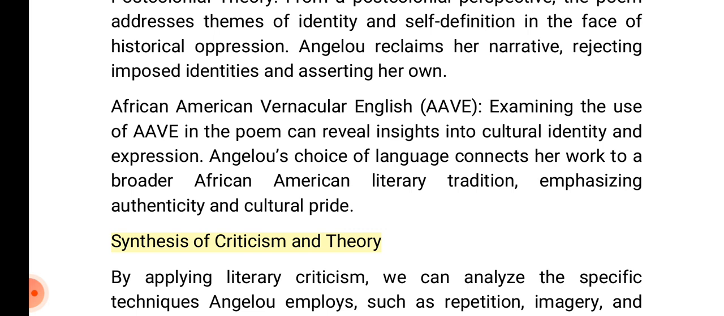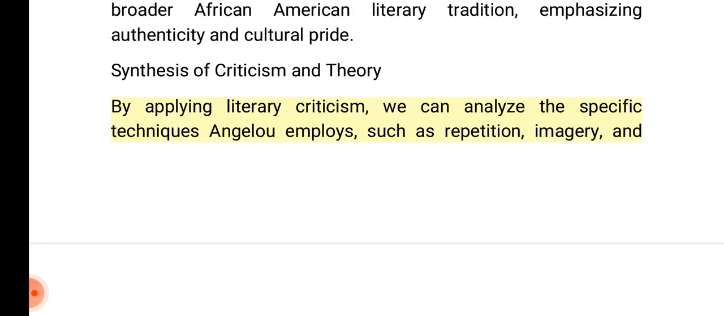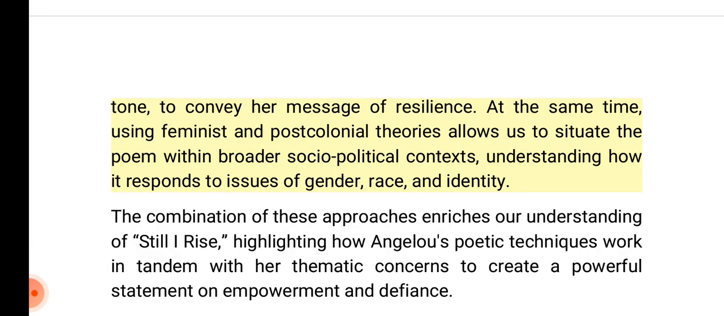Synthesis of criticism and theory. By applying literary criticism, we can analyze the specific techniques Angelou employs, such as repetition, imagery, and tone, to convey her message of resilience. At the same time, using feminist and postcolonial theories allows us to situate the poem within broader sociopolitical contexts, understanding how it responds to issues of gender, race, and identity.